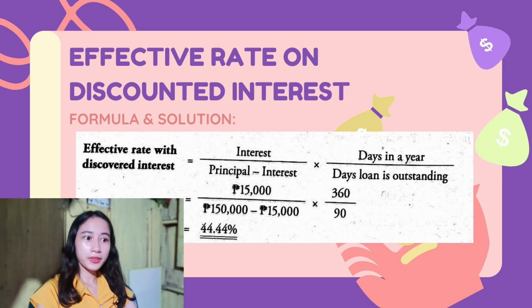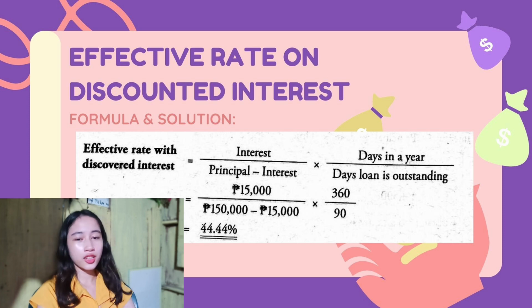So remember, take note that the effective interest rate on a discounted loan is higher than that of the loan using an add-on interest. You should remember that the discounted loan has a bigger percentage, which is higher than the add-on interest.